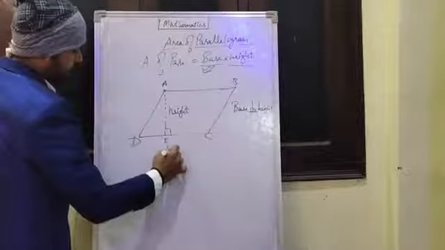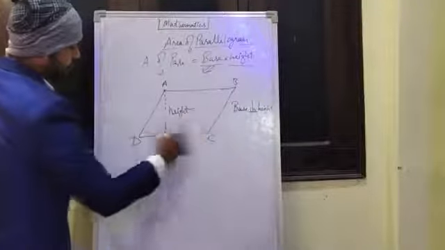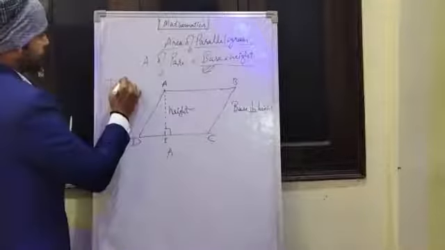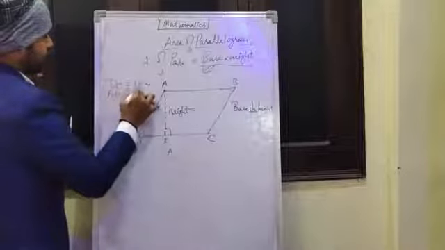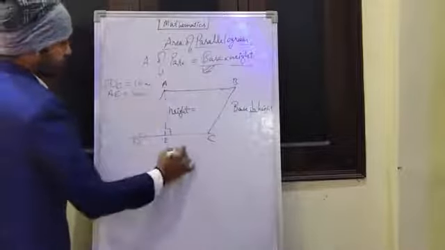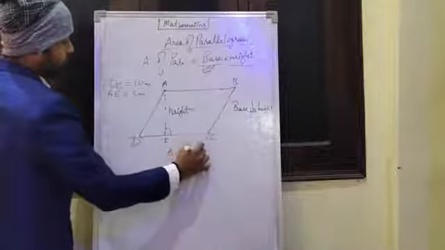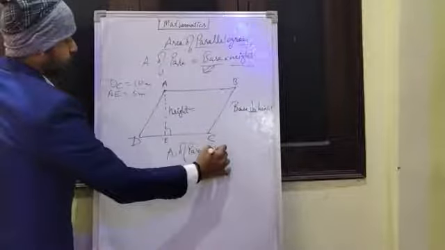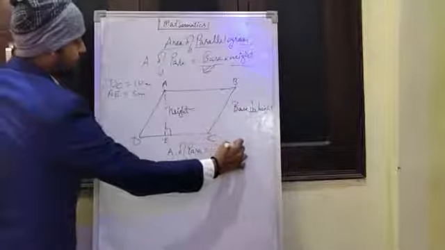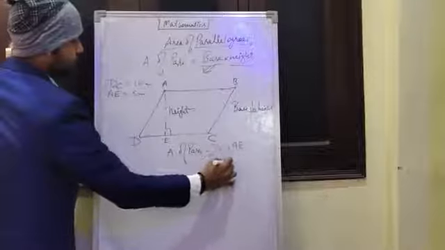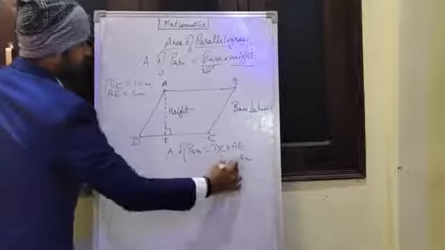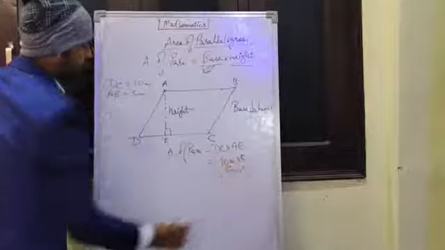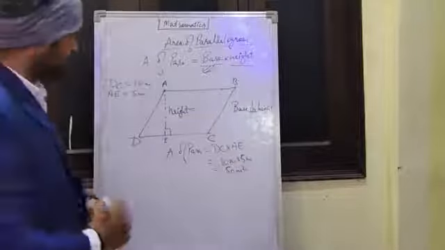Now the area, if both the values are given to you. DC is also given. Let's say DC is 10 meters, AE is equal to 5 meters. So area of parallelogram will be what? Base into height. DC is 10 meters, height is 5 meters, so 50 meters square. Okay, so this is the thing that we need to know.